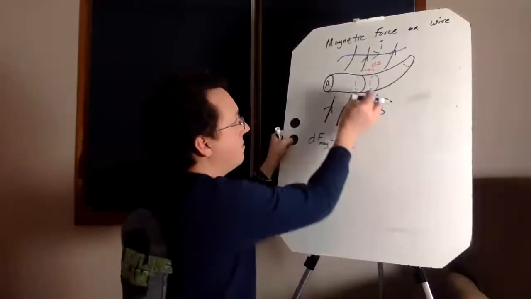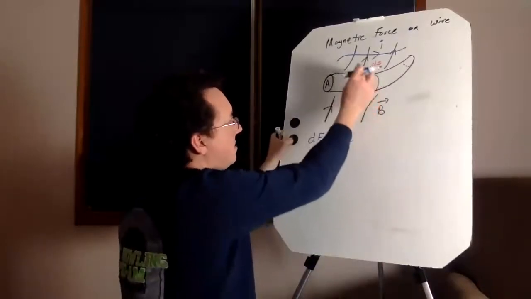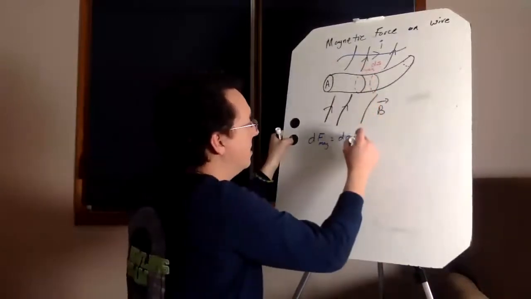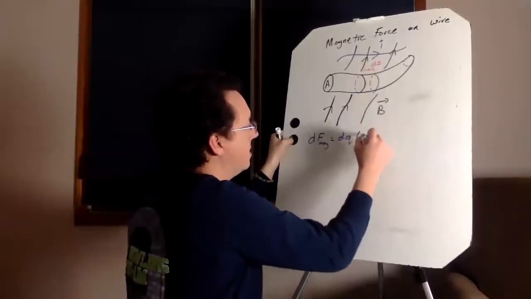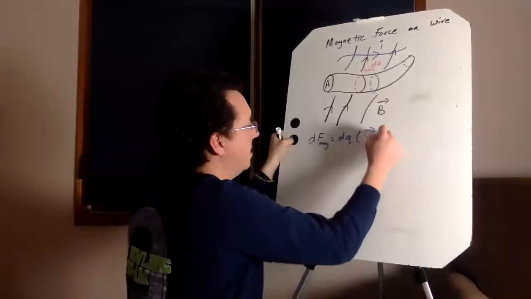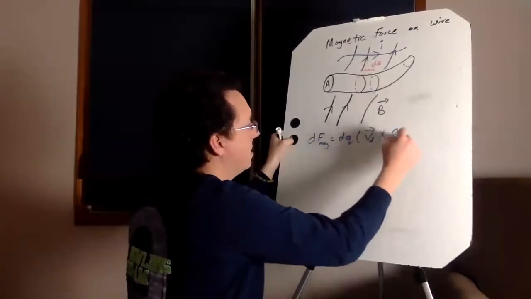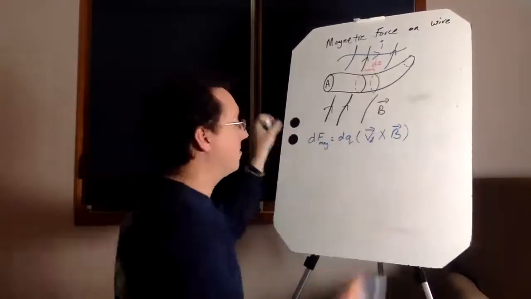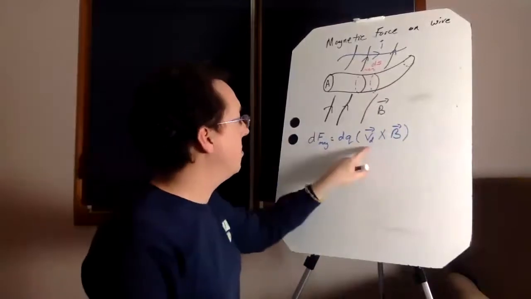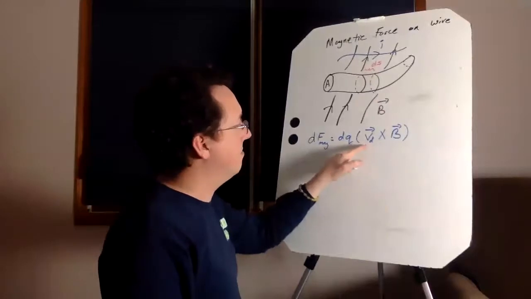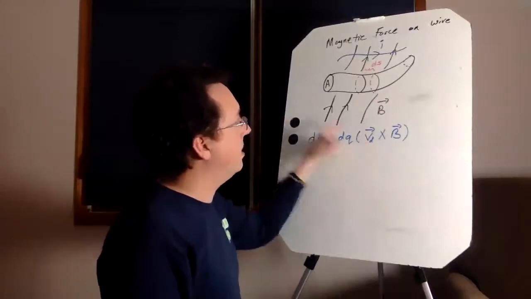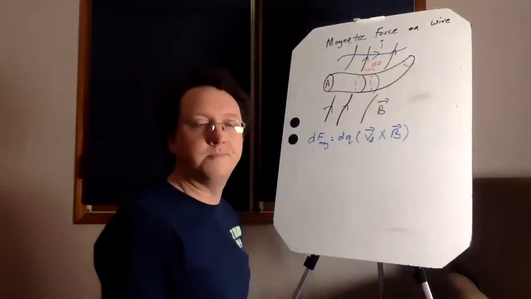whatever that amount of charge is that is moving in that little segment, times the velocity, well, that'd be the drift velocity, cross the magnetic field, right? And remember, the drift velocity is going to point in the direction of the current flow for this.